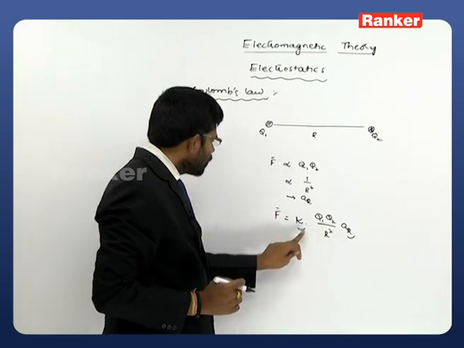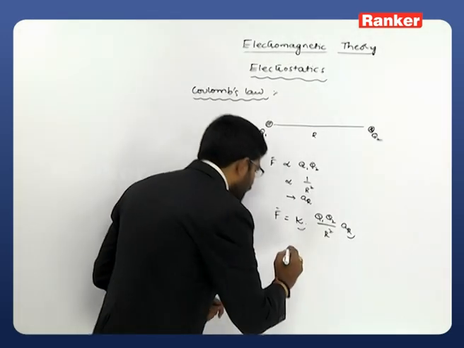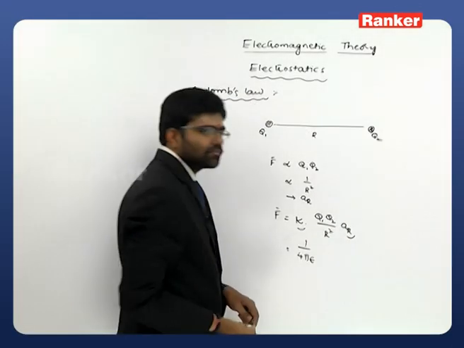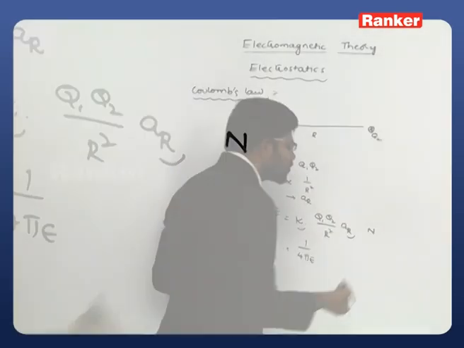Before the direction, we will discuss this proportionality constant. This proportionality constant was calculated by Charles Coulomb as 1 by 4 pi epsilon. Before that, what is the unit of our force? The force units are always newtons.